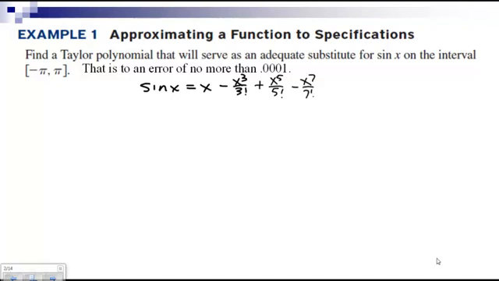My question is, at what point can I stop building out this polynomial and still be within 1/10,000th of the real answer? Can I stop here? No. How do you know? I guess you have to find the real answer.